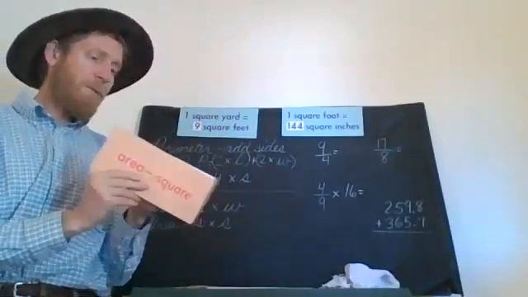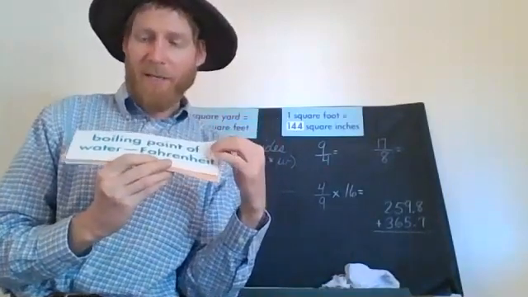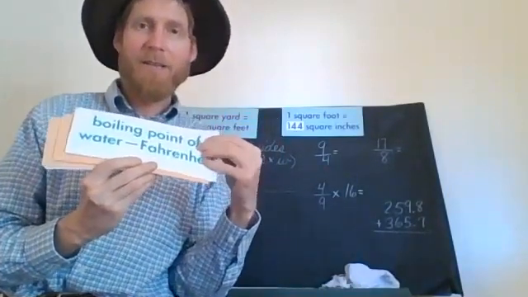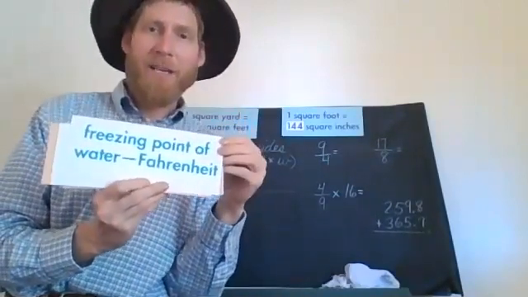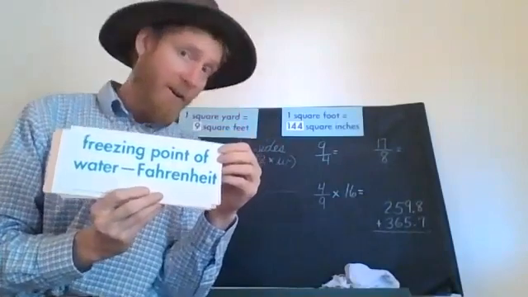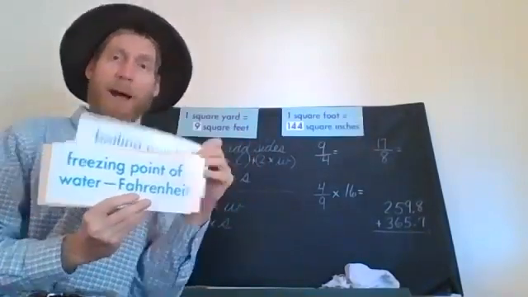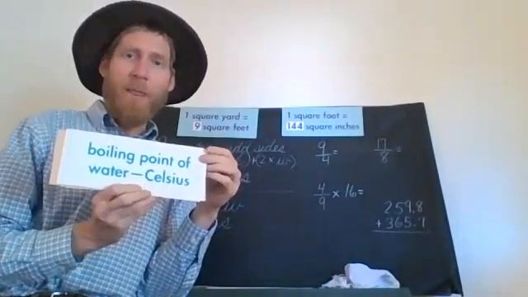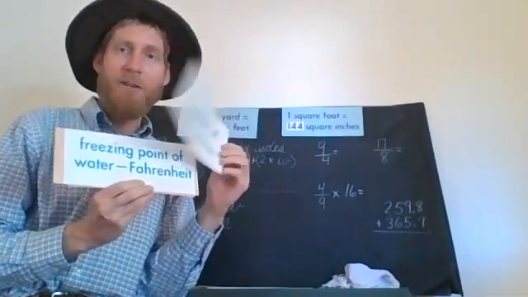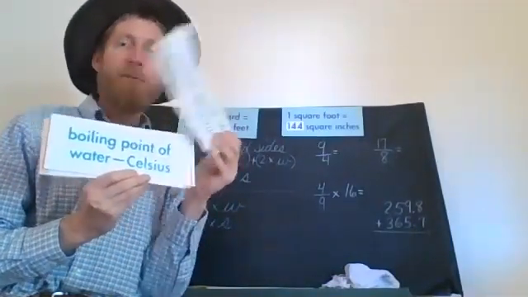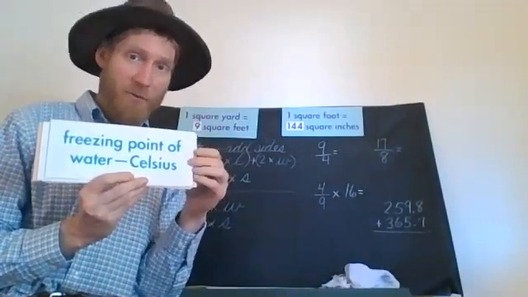Now here's some formulas and some things we want to remember. First of all, the boiling point of water Fahrenheit is 212 degrees. Good job. What is the freezing point of water Fahrenheit? It is 32 degrees. What about the boiling point of water Celsius? 100 degrees. Is that what you said? And the freezing point of water Celsius is 0 degrees.